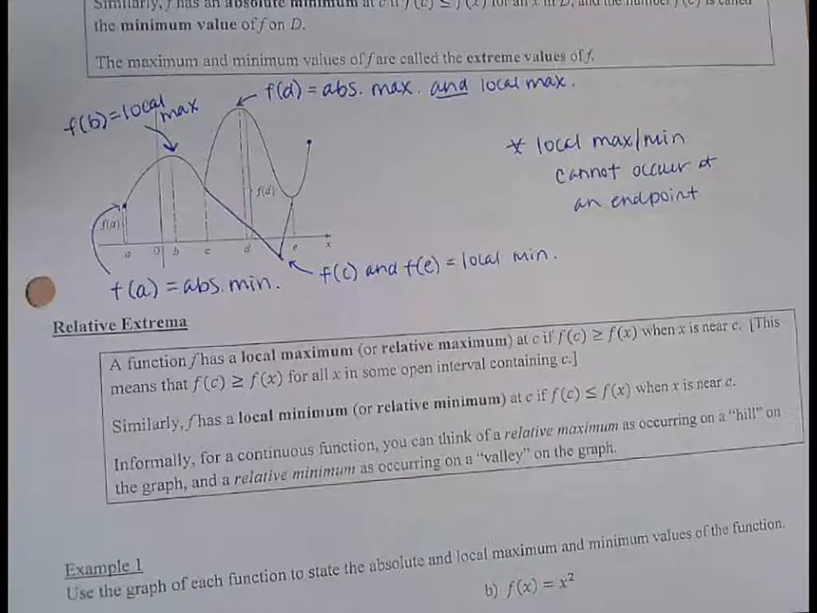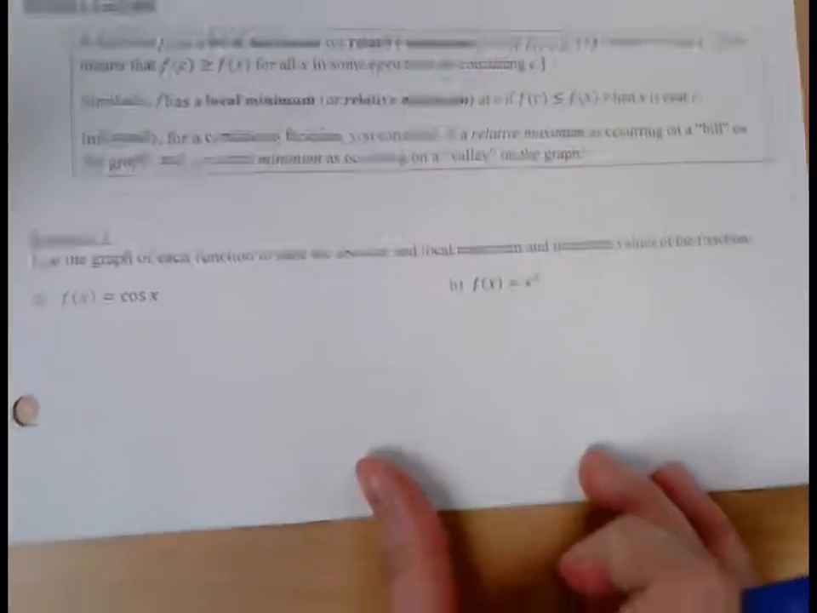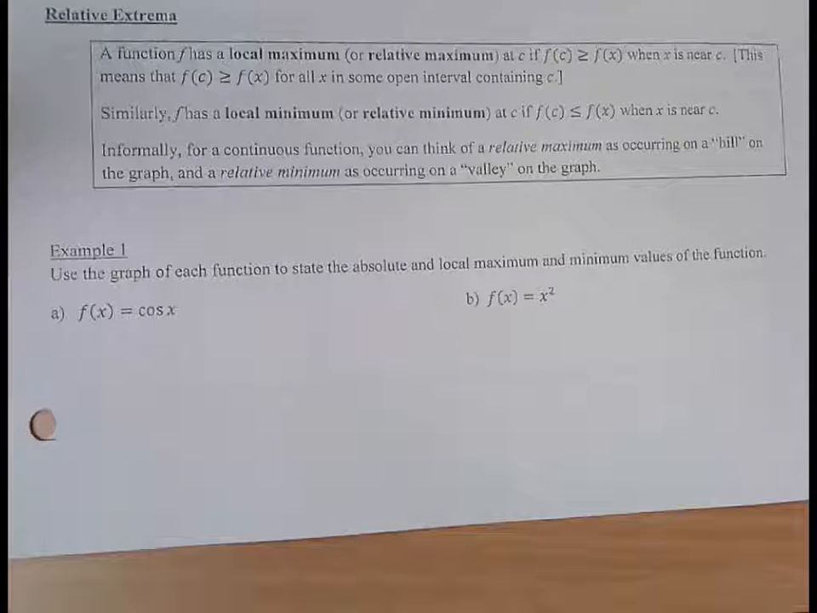And the idea in this section is how are we going to use calculus to find these parts of a function. So keep in mind, again, yes, if you have a graphing calculator, you can always graph a function, but you are not allowed a graphing calculator for everything. So you need to be able to find absolute or local maxes and mins without graphing a function. So for example 1, I just have a few different functions, and it says use the graph of each function to state the absolute and local max and min values of the function, and I'll show you how I want you to state those values as well.